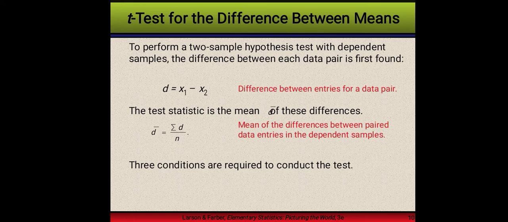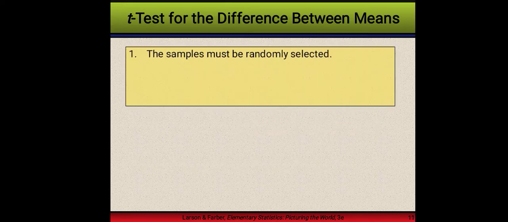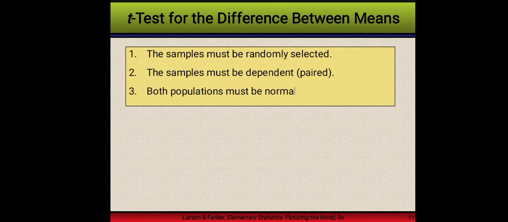in the dependent samples. Three conditions are required to conduct the test. First, the samples must be randomly selected. Since we already have the samples, they must be selected randomly, and the samples must be dependent. When we say dependent, it must be paired. Both populations must be normally distributed.